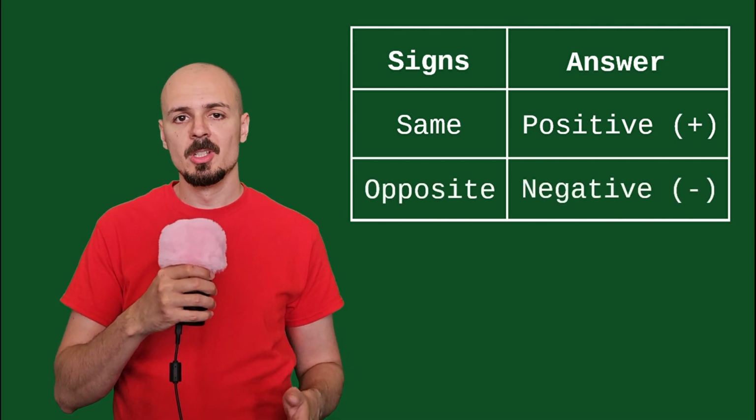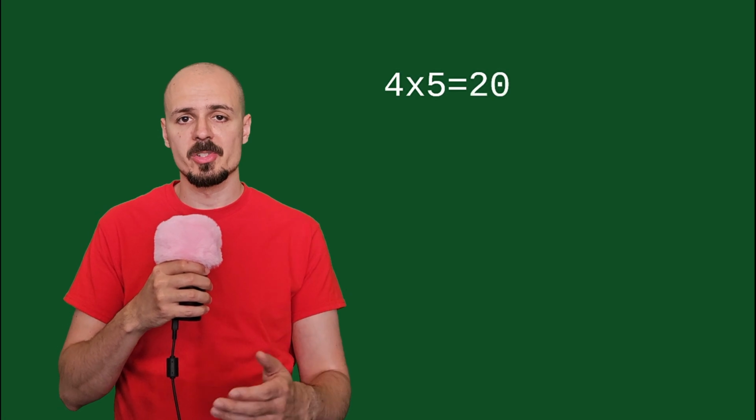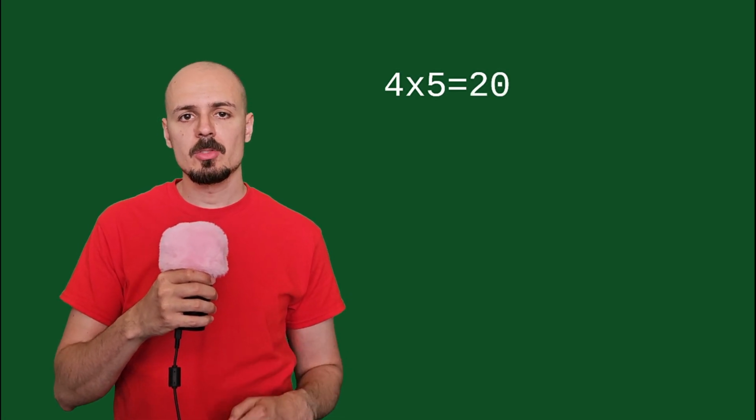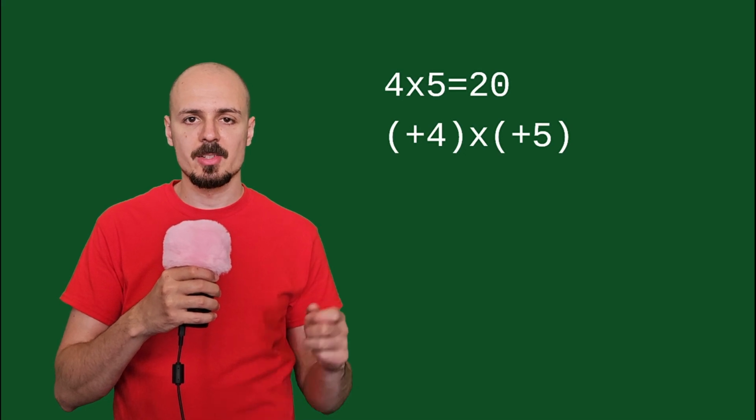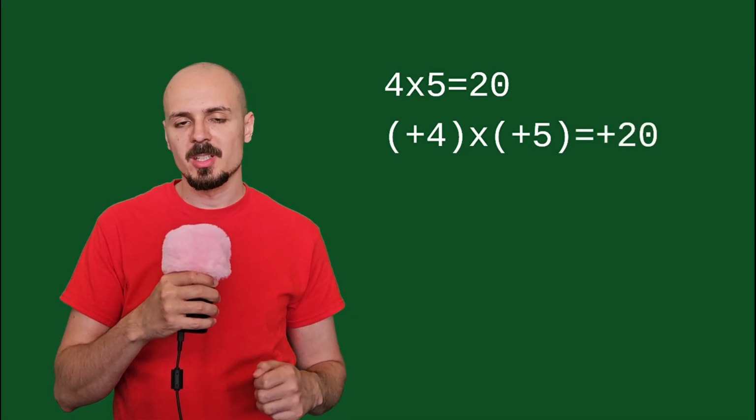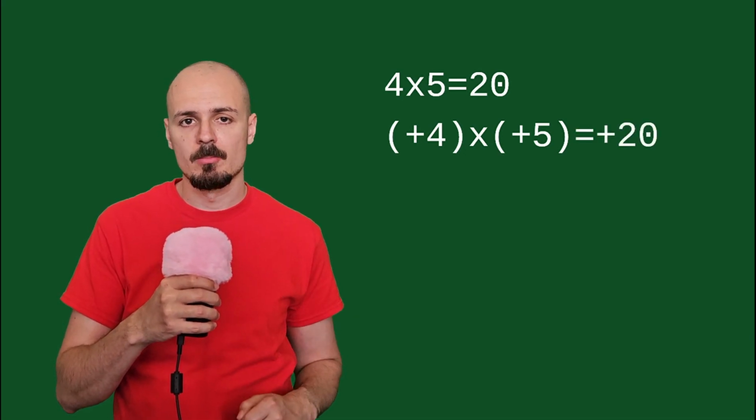So for example, 4 times 5. Both numbers have the same sign. They're both positive. So the answer should also be positive, and it is, positive 20. You could even show both terms to be positive by using a positive sign in a set of brackets like this, but again, it's largely unnecessary.